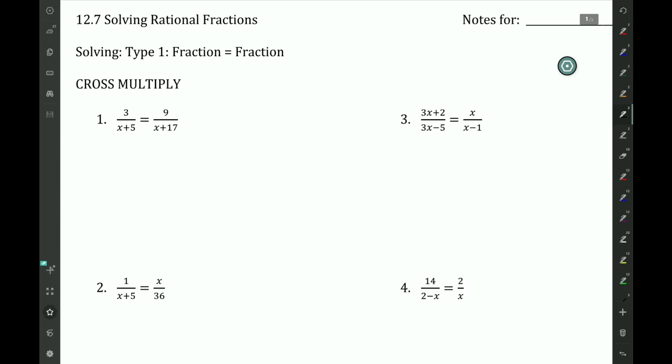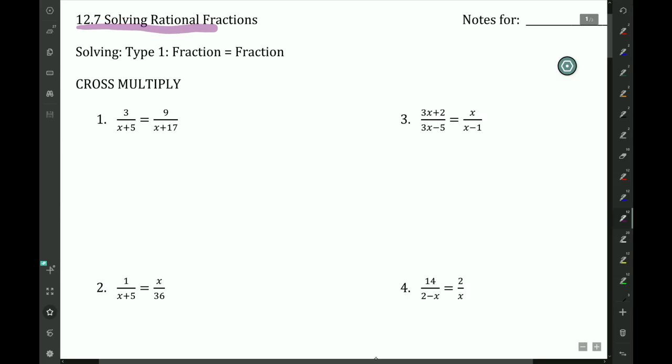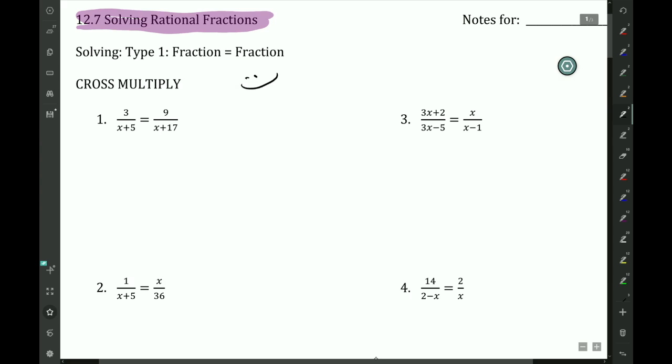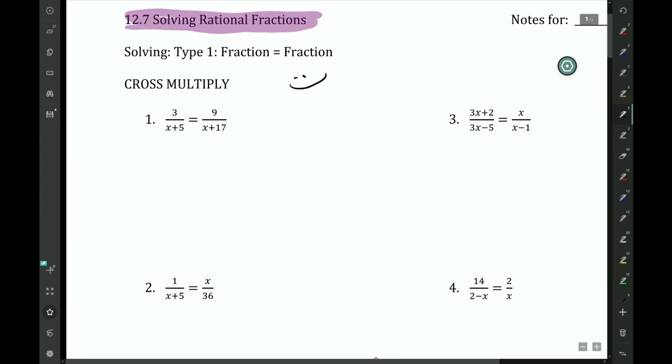Hello CP1B, here is our last piece within chapter 12, our last rational fraction stuff, and that is solving. We looked at adding, subtracting, multiplying, dividing. Now we are solving. It's really easy peasy as usual, okay? So that's how we start out.